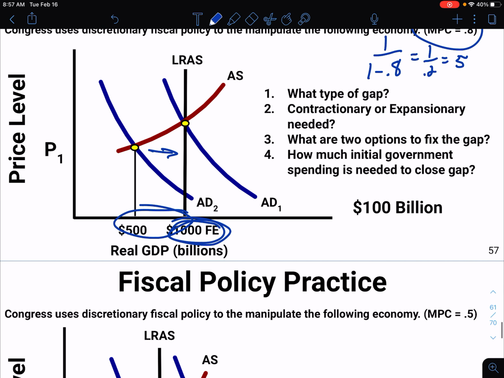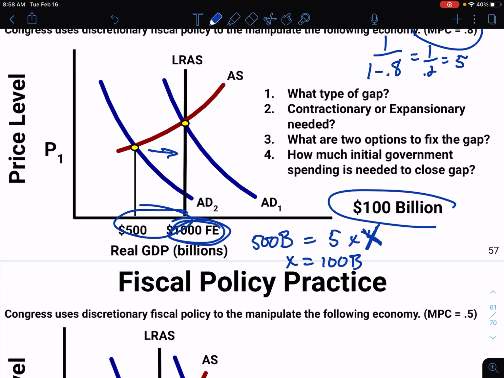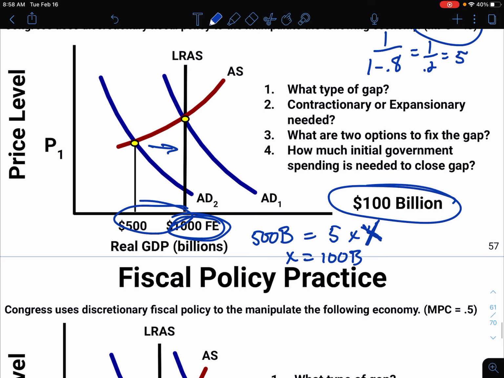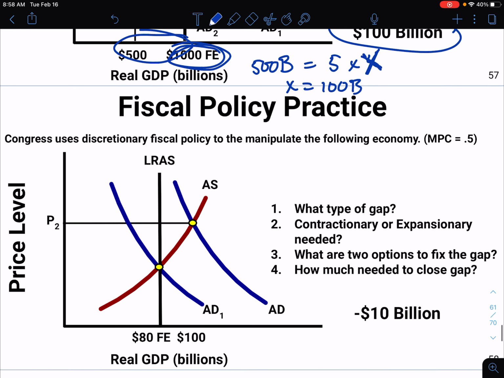Okay, so our gap is 500 billion that we're trying to achieve, and our multiplier is 5 times x. So that means that x equals $100 billion. So that is the amount that we need to change. That's the change that the government needs to have in expansionary fiscal policy.